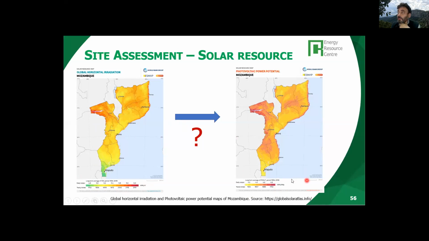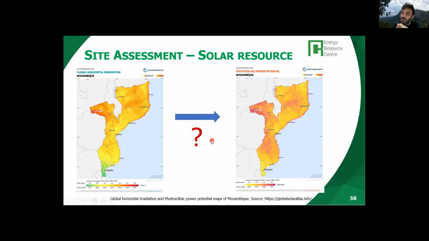It's not that the radiation in Maputo is different. It's not that this map is saying the radiation in, I don't know, December and this is in June, or the other way around. No. This is a different unit. This is the productivity, kilowatt hour per kilowatt peak. This is the power potential, okay? So there is a conversion between this map and this map. These are sun peak hours and this is productivity.